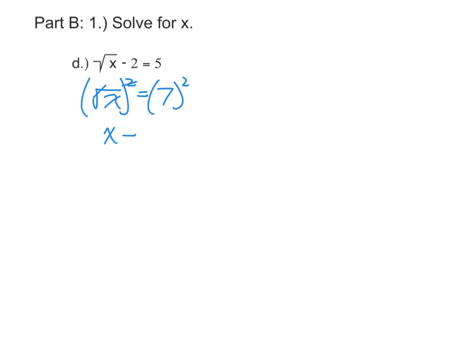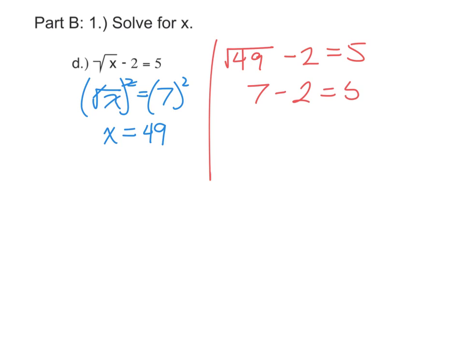Then we'll have x is equal to 49. Of course, check your answer. Is the square root of 49 minus 2 equal to 5? Square root of 49 is 7, and 7 minus 2 is 5. So yes, it is our answer.